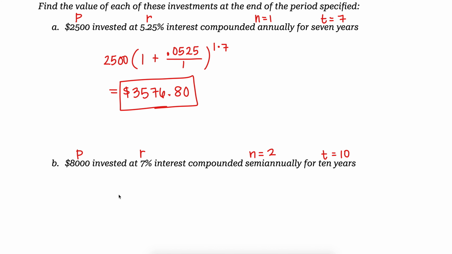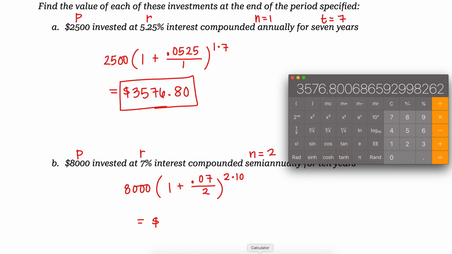So plugging into the formula, we have 8,000. In the parentheses, it's 1. I'm going to do the rate in its decimal form, so that's going to be 0.07 divided by 2. And then we're going to raise this to the n times t power, so the 2 times 10 power. Just like before, I'm going to go to the calculator and work the whole thing in there.